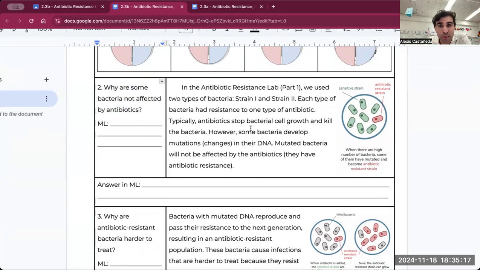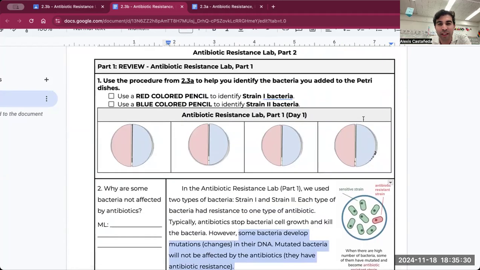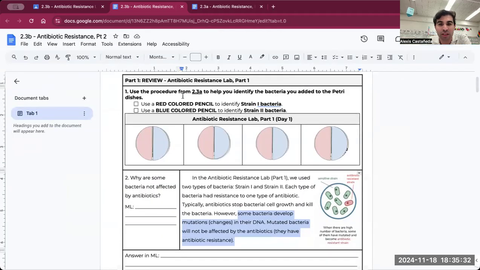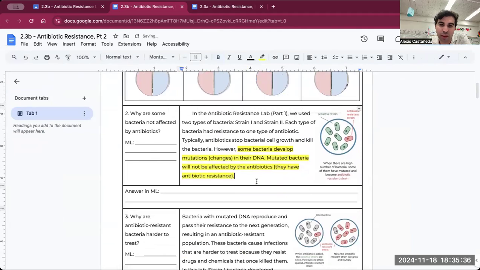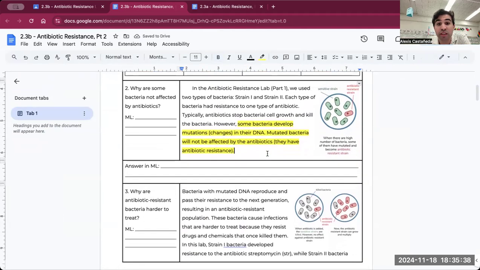So why are some bacteria not affected by antibiotics? Well, because some bacteria develop mutations in their DNA that make them not affected by antibiotics. So we call these antibiotic resistant bacteria. So some bacteria develop mutations, and those mutations make them resistant. Mutations are just changes to our DNA that make us more likely to then change the qualities that we have.